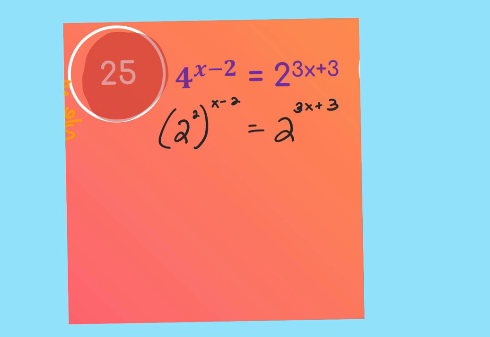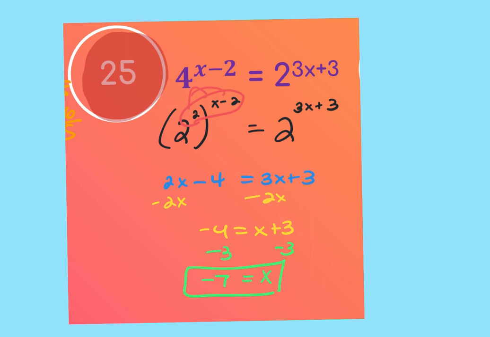So then on the left, I'm going to distribute this 2 to both. I'd get 2x minus 4 equals 3x plus 3. I want to subtract the 2x. Negative 4 equals x plus 3. And then I want to subtract the 3. And x is negative 7. Questions on those?